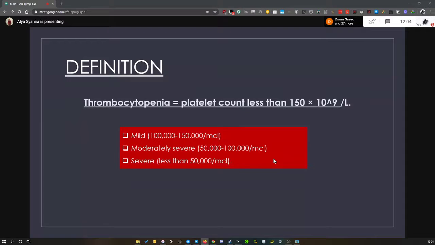So basically, platelet is a non-nuclear cell, so it is involved in the primary hemostasis.